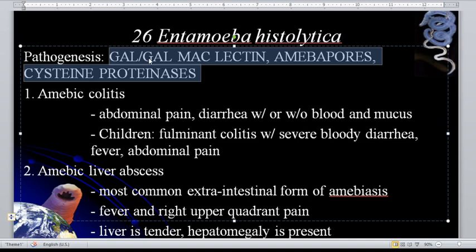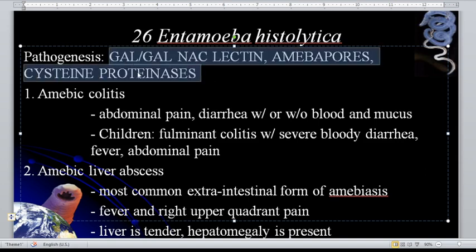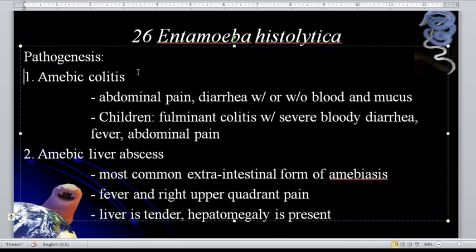Take note, guys, there are three virulence factors of the invasive form of Entamoeba histolytica. I encoded them already here. Number one, that is the Gal/GalNAc lectin, the amoeba pores, and the cysteine proteinases. We'll discuss this further later. Those are the three virulence factors that allow Entamoeba histolytica to invade the tissues. Okay, so we proceed with the next slide.